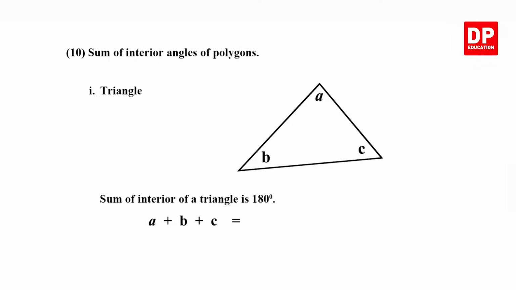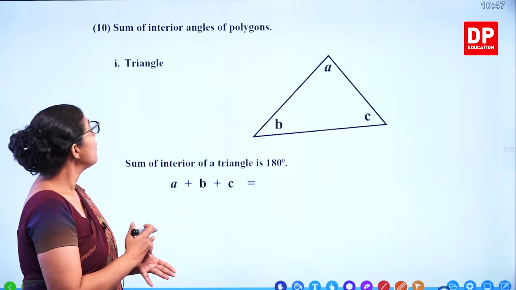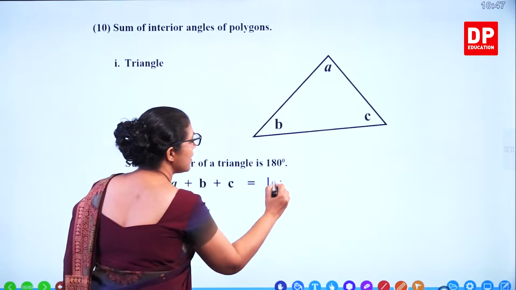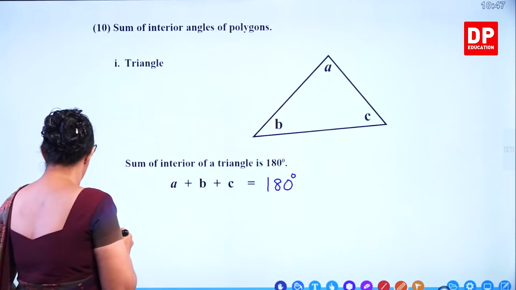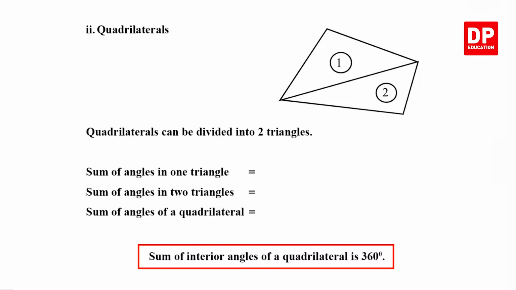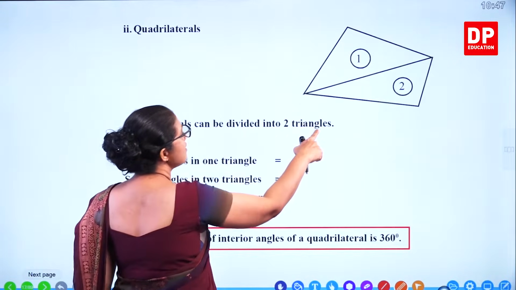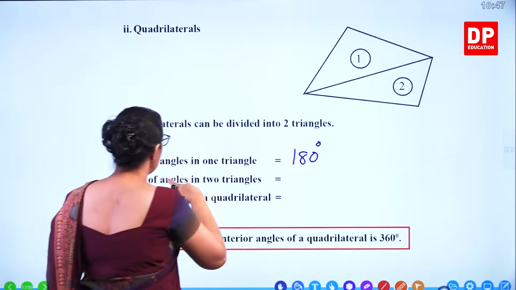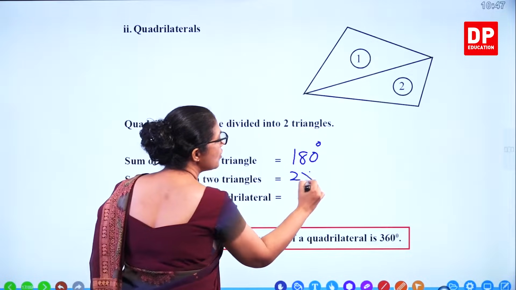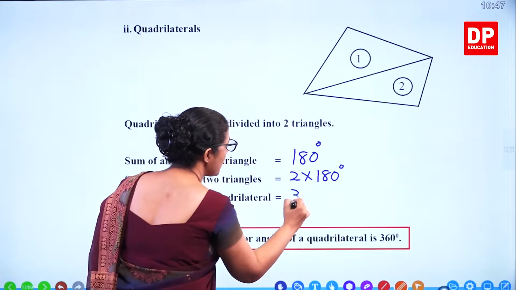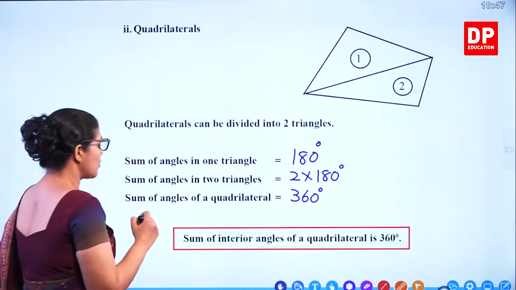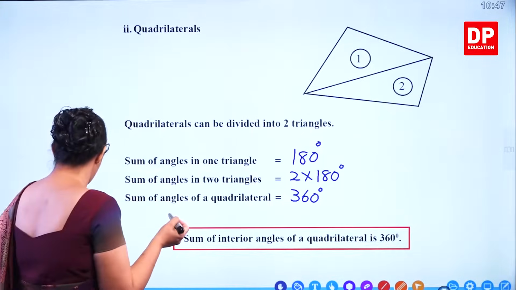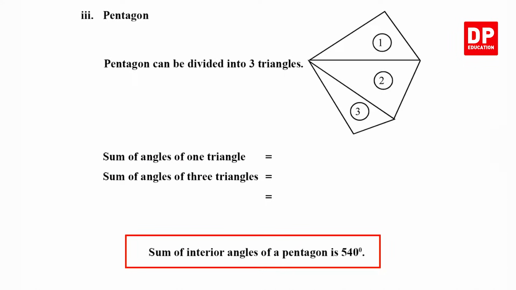Sum of interior angles of a polygon. We know for a triangle, A plus B plus C is 180. And a quadrilateral, we did that. One triangle is 180, and you get two triangles, that's 2 into 180. That becomes 360. So the sum of interior angles of a quadrilateral is 360. We did that before. Now we'll see a pentagon.